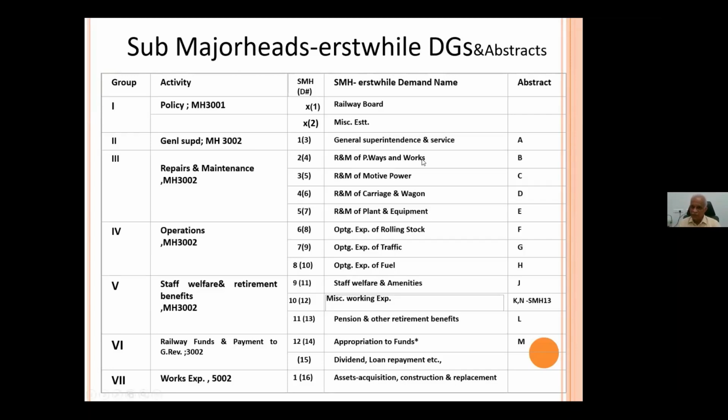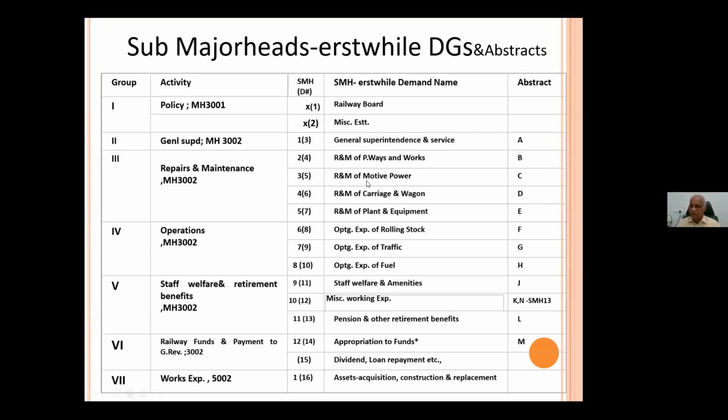Similarly, just for example, for ease, so that it sits in your mind, I am saying this. Then sub major head 2: who asks for funds there? Repairs and maintenance of P-way and works, so permanent way and works. Who does this entirely belong to? Civil engineering. So there we will be asking funds and booking of expenditure under abstract B.